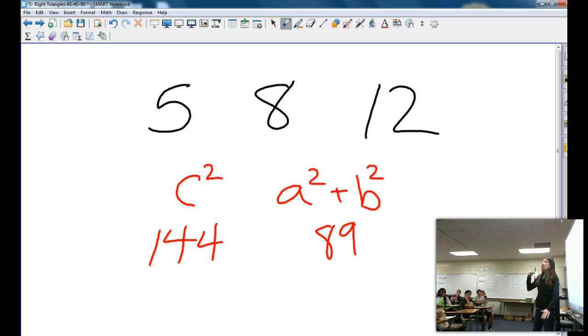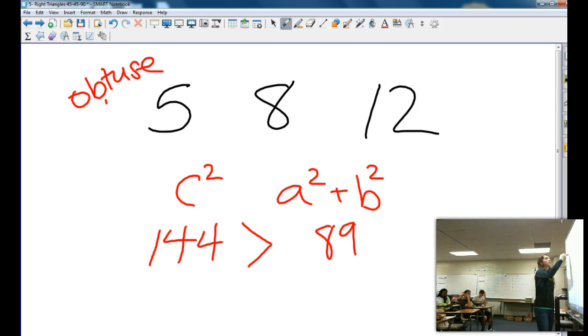You put a greater than or a less than sign. It's going to eat the bigger number. Which one's bigger? 144 is much bigger. It's going to eat the 144. Is that acute, obtuse, or right? Obtuse. Greater than means obtuse. Very good. So we just concluded that this is an obtuse triangle.